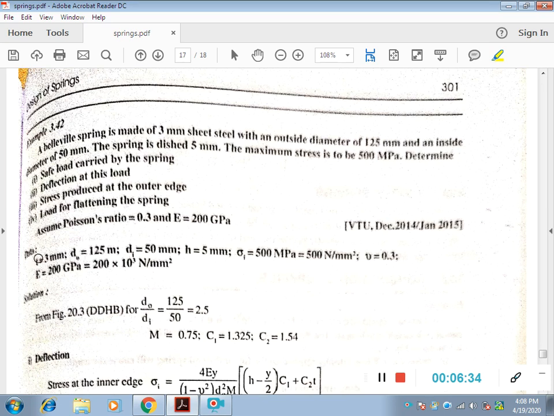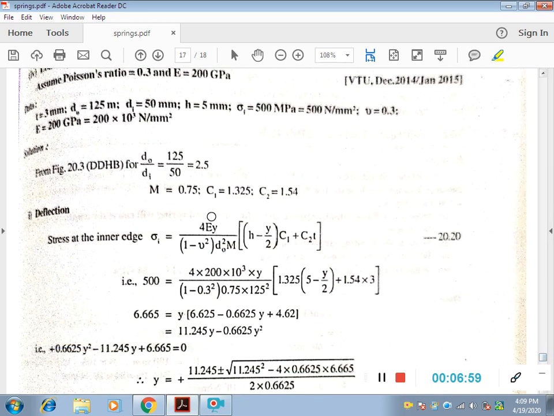See here, Belleville spring is made up of 3 mm sheet means t equal to 3, outside diameter means d naught, inside diameter means di, dished means that is h. Maximum stress is 500. I am taking sigma I because in the question, stress at the outer edge is asked, so I am taking sigma I. The Poisson's ratio is given. From the figure, d naught by di is 125 by 50, this is 2.5. M equal to 0.75, C1 and C2 are constants. You are going to get all these terms from figure 20.3.